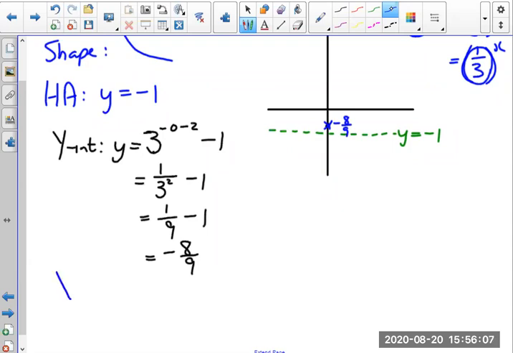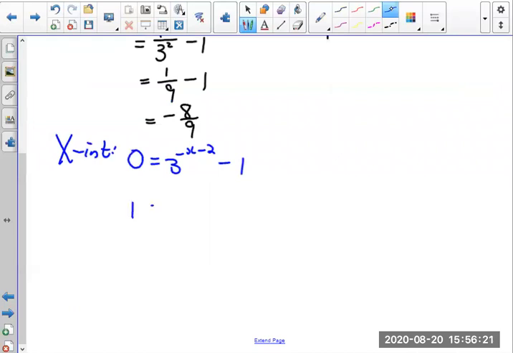Now I must calculate the x-intercept. And how do I calculate x-intercept? Make y equal to 0. Then you have 3 to the minus x minus 2, minus 1. And solve. Take the 1 to the other side. Then you have 3 to the minus x minus 2 equals 1. Now, I don't think there's a mistake here. Because how do I get a 1? 3 to the what is equal to 1?